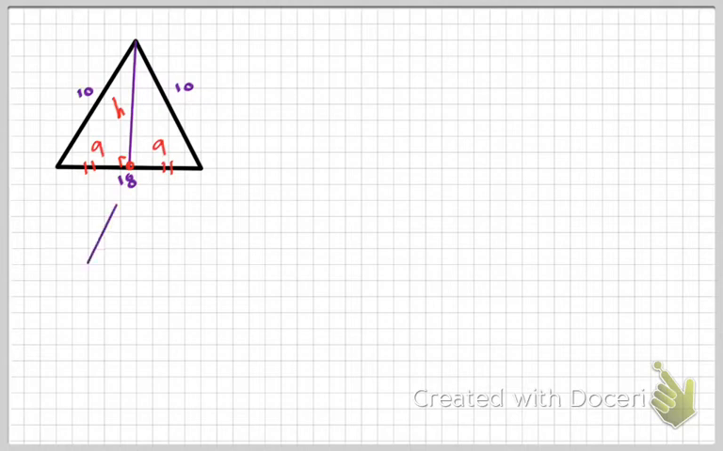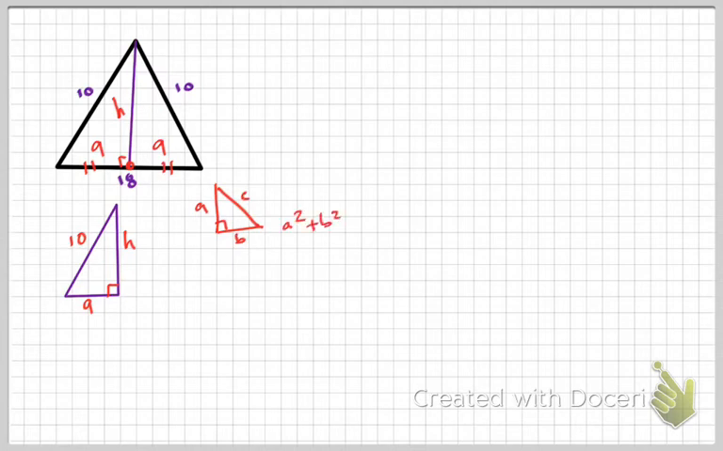So what we now have, if we were to pull this apart, is a triangle with a hypotenuse of 10, a base of 9, and we can find that third side using our Pythagorean theorem. Now remember, with Pythagorean theorem, the hypotenuse is always the side opposite the right angle. So if I have a triangle A, B, and C, Pythagorean theorem is a squared plus b squared equals c squared. So in our case, that would be h squared plus 9 squared equals 10 squared.